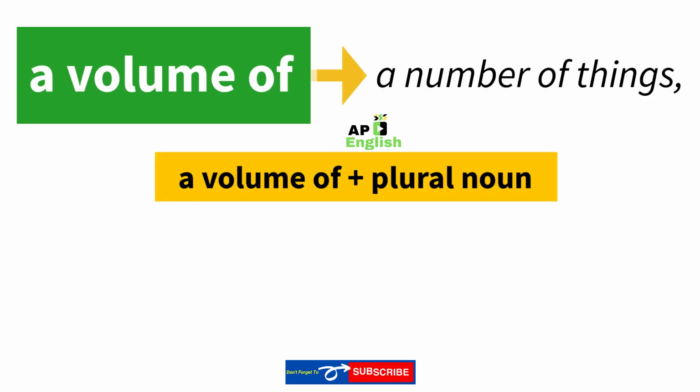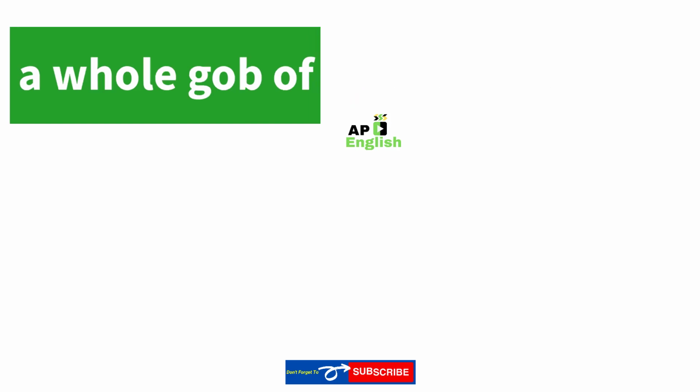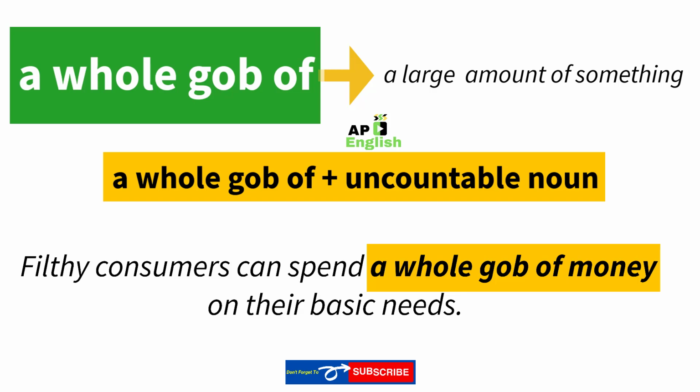A number of things. Example, a large volume of votes are predicted to come from the rural areas' voters. A whole gob of, a large amount of things. Example, filthy consumers can spend a whole gob of money on their basic needs.